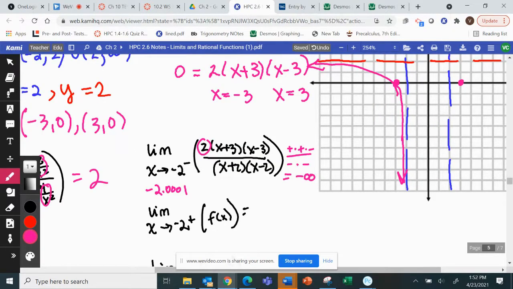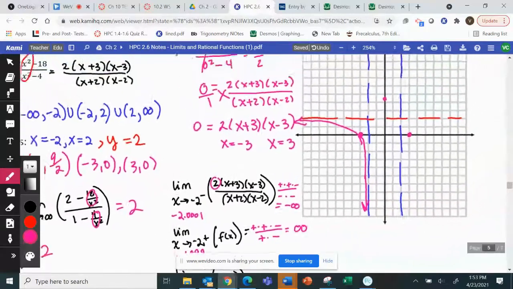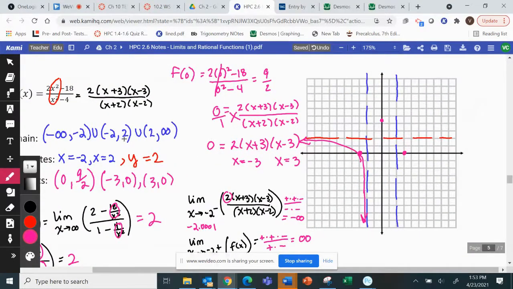Doing the same thing, only this time I'll pick something like negative 1.999. So I plug it in. You can't really plug it in 2. That's positive all the time. Plug it into x plus 3, and that's going to be positive. Plug it into x minus 3, that's going to be negative. Plug it into x plus 2, that's going to be positive, and plug it into x minus 2, that's going to be negative. So I end up with positive infinity. So on the right side of x equals negative 2, it's going to go up. Are you guys following okay?